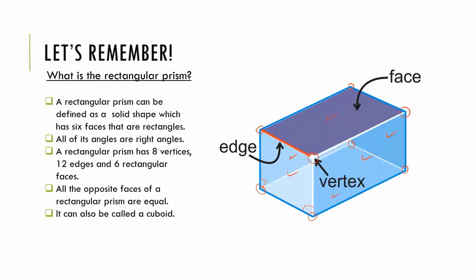All the opposite faces of the rectangular prism are equal. This one and this one are opposite and equal. And this one are equal. And also you can see here and here, this one. It can also be called a cuboid.